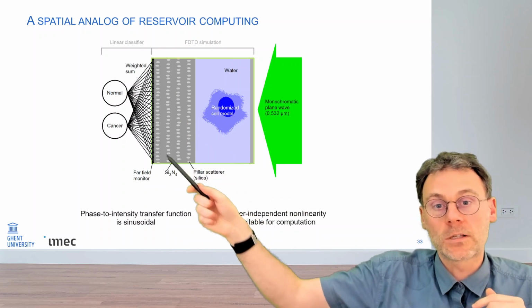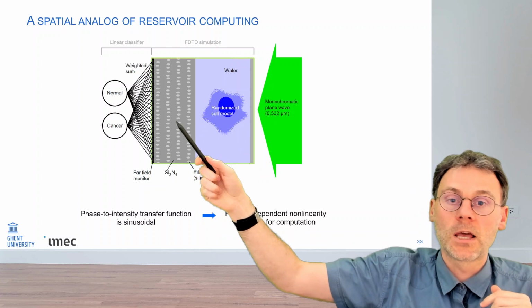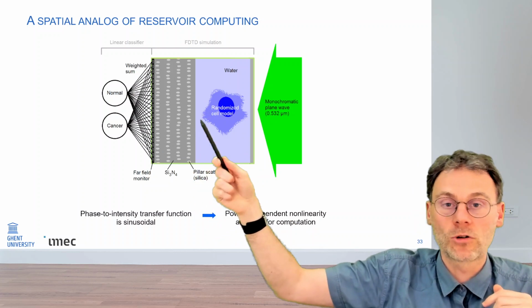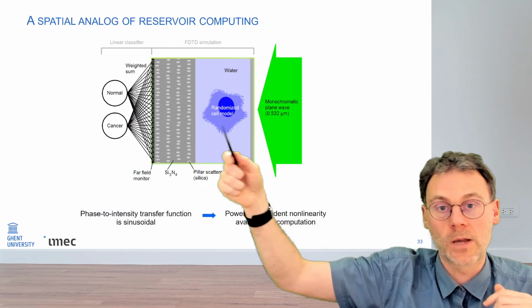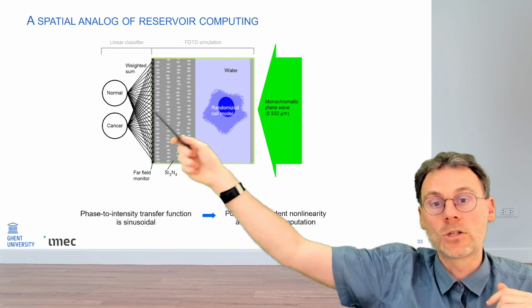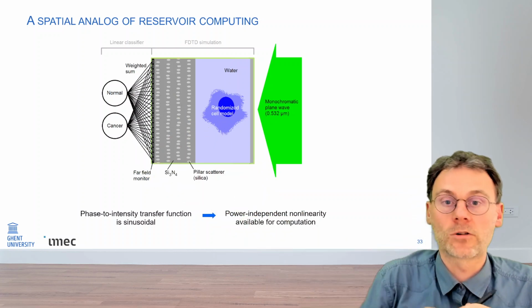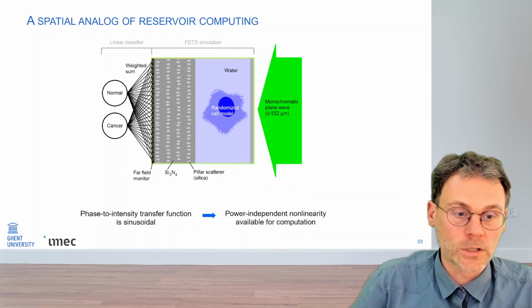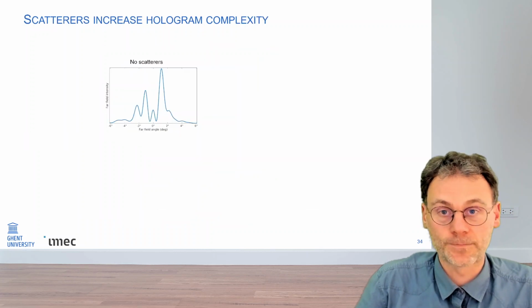So the idea of this spatial reservoir, if you want, is to try and increase the information content that is present in your image here, in your hologram, such that with a very simple linear classifier, you can answer the problem like what type of cell is this.